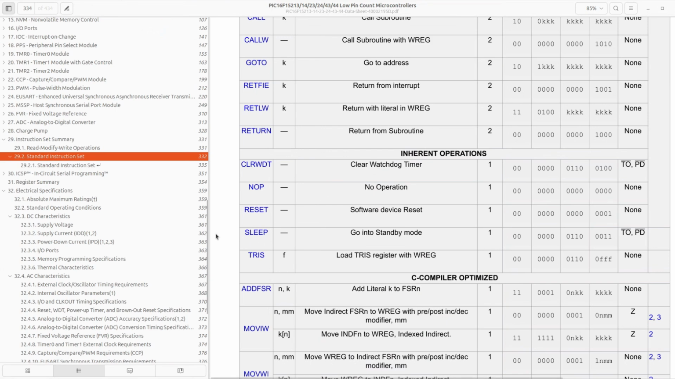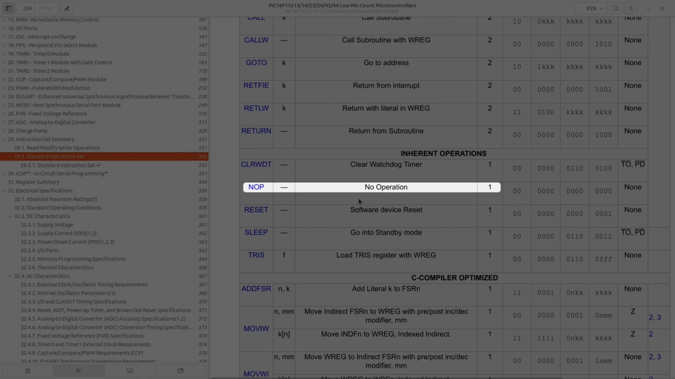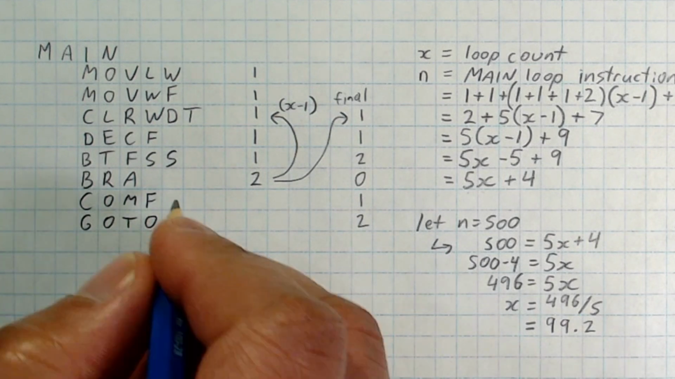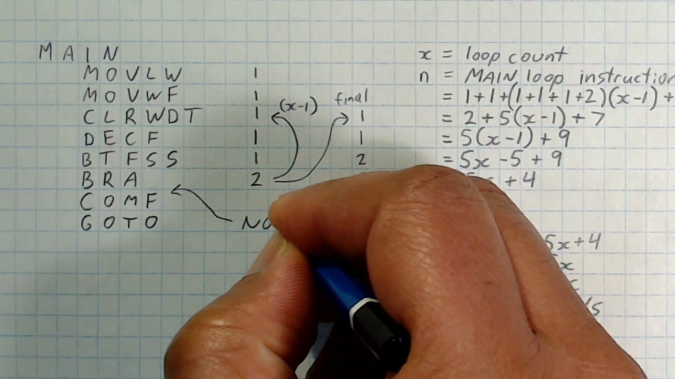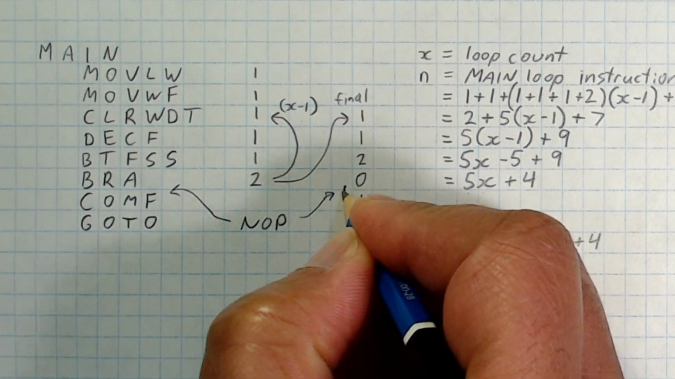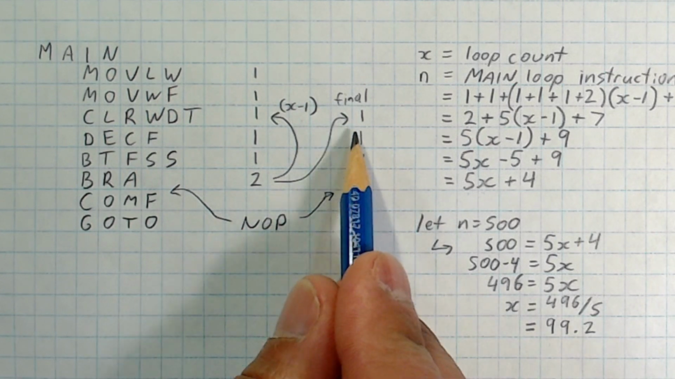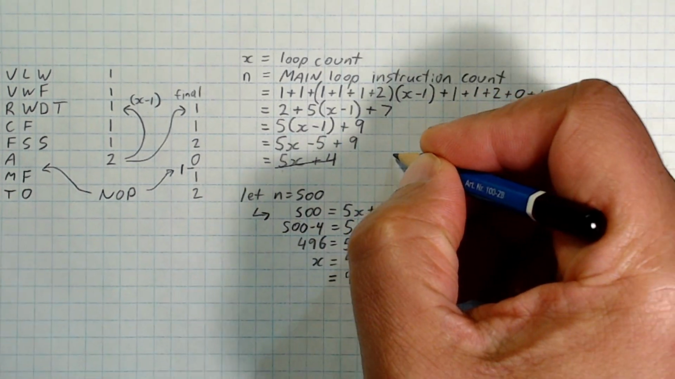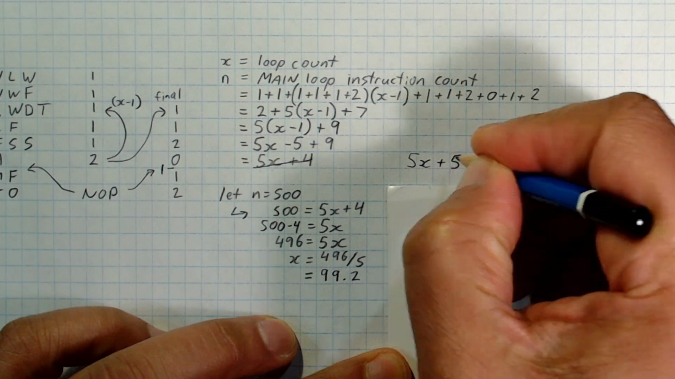So all we need to do is add 1 more instruction, and we'll be able to bring this to an even 99. And the datasheet identifies the perfect instruction to use, a NOP, or no operation. Basically, waste 1 cycle, and that's exactly what we need. So if we insert a NOP between the branch and the COMF, it will insert an additional instruction in this column right here, which will change this expression to 5x plus 5.